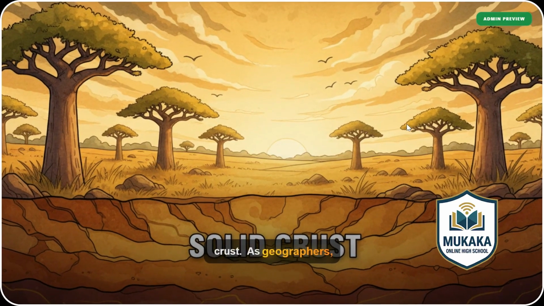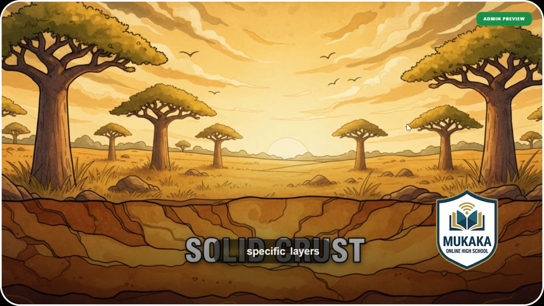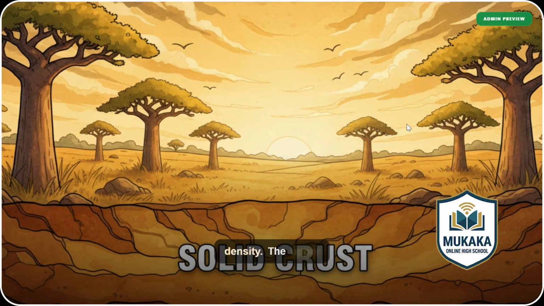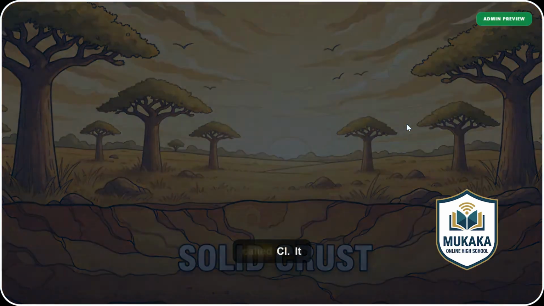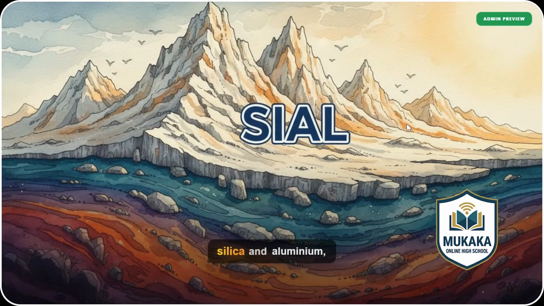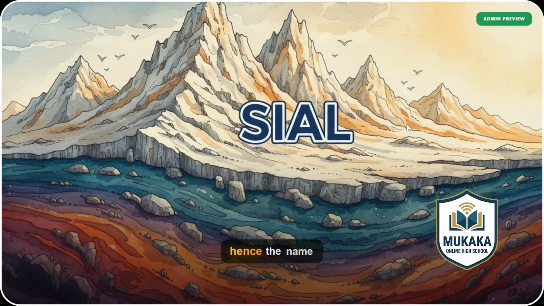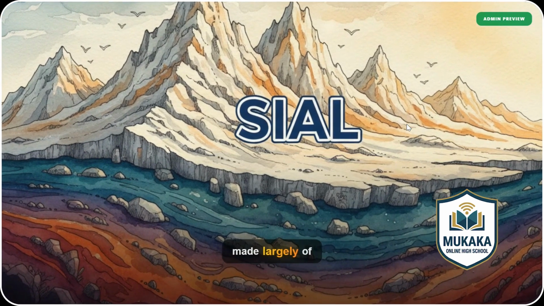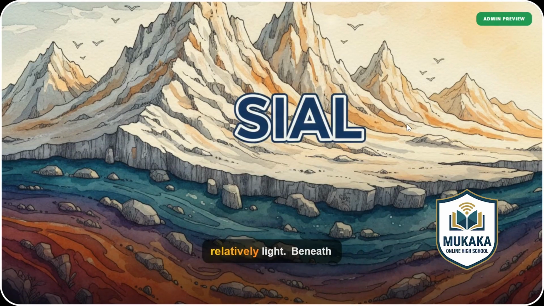As geographers, we distinguish between 2 specific layers within the crust based on their chemical composition and density. The upper layer, which forms our continents, is called Sial. It is rich in silica and aluminum, hence the name SiAl. It is made largely of granite and is relatively light.